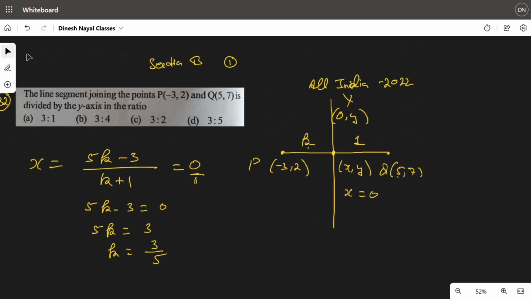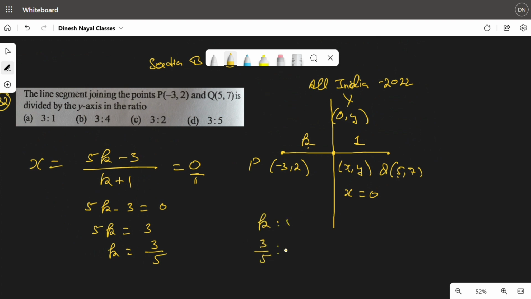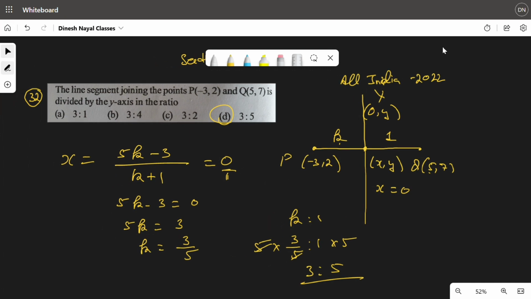So that means the ratio is k is to 1. That means 3 by 5 is to 1. You multiply by 5 on both sides, so 5 will get cancelled. So 3 is to 1 into 5, which is 5. 3 is to 5 is the ratio in which the y-axis is dividing the line segment joining these 2 points. So 3 is to 5. So D is the correct option.